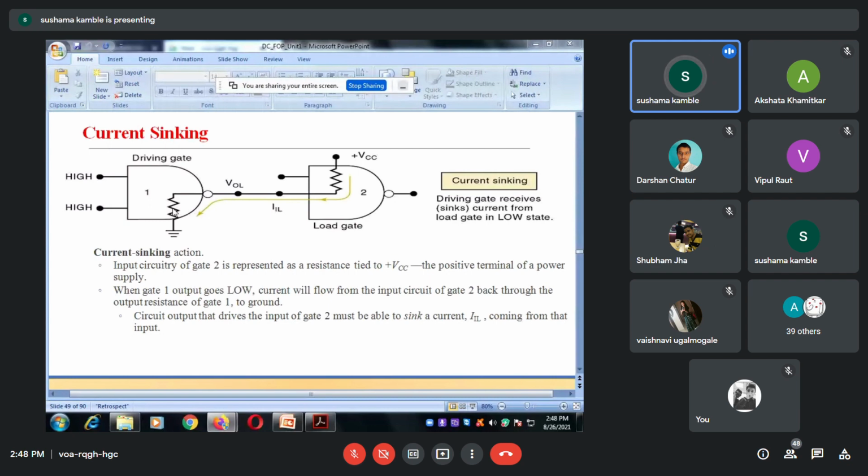So what we are saying is, when the gate 1 output goes low in TTL circuitry, sometimes the output of this goes lower than this one. At that time, current sinking is done. Current sinking is just happening there. So when the gate 1 output goes low, current will flow from the input circuitry of gate 2 back to the output resistance of gate 1 to the ground. The circuit output that drives the input of gate 2 must be able to sink a current. That is the required thing.